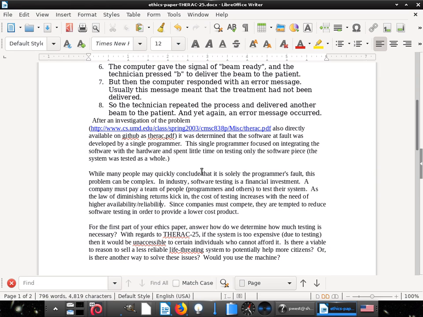It depends on if they care more about lives or money. Who? The company, because they're the one making the money. Well, beyond the company, just ethically speaking, what's ethical for the company? Remember, this is ethics. So ethically for the company, is it viable to sell less reliable, life-threatening equipment to potentially help more citizens? I guess you have to think about it more like a drug.